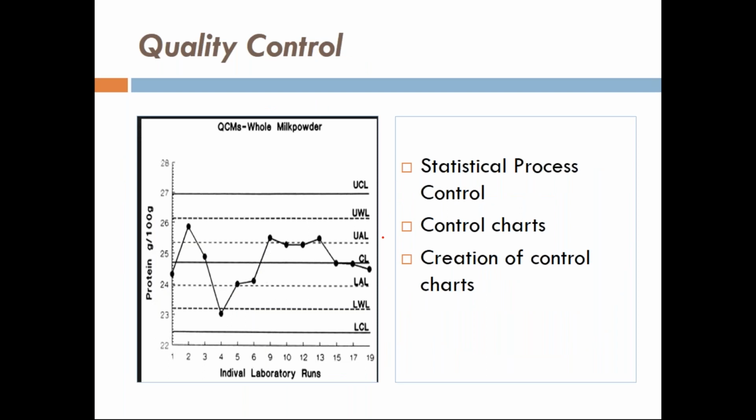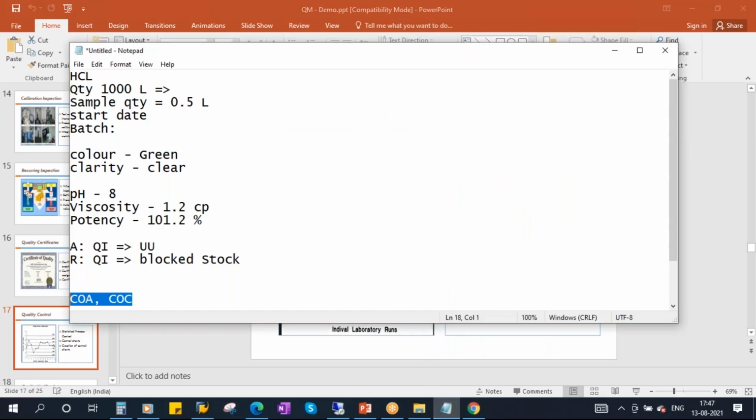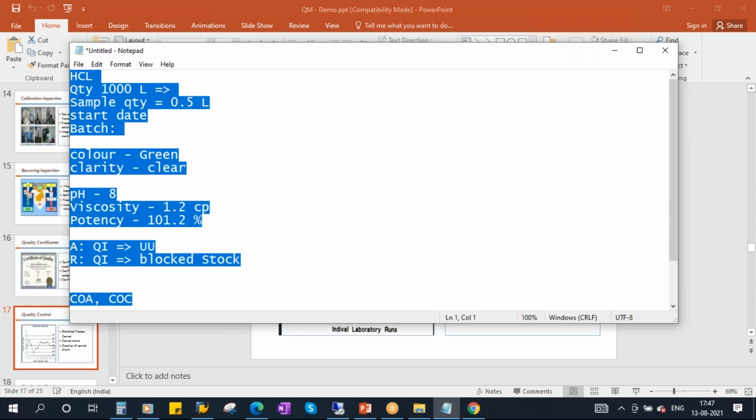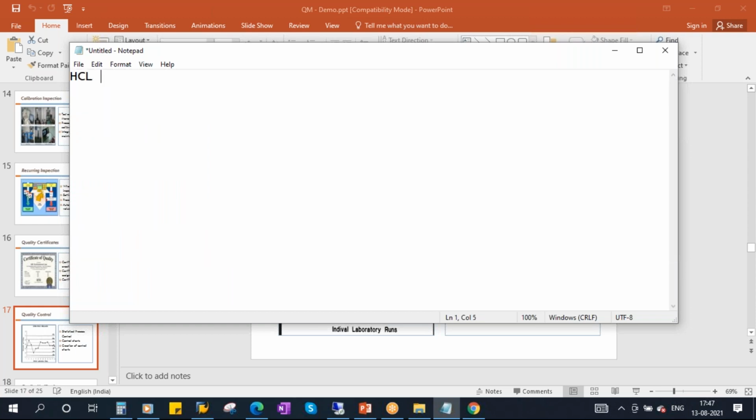After that, we will go to quality control. Quality control is nothing but monitoring the processes. Suppose you are procuring a material from a vendor. Let me go to the notepad file. Suppose you have a material, the same HCl, and you are procuring it from a supplier, vendor A. Now you are checking the pH value. What is the range of the pH value normally? It is from 0 to 14 pH value range.